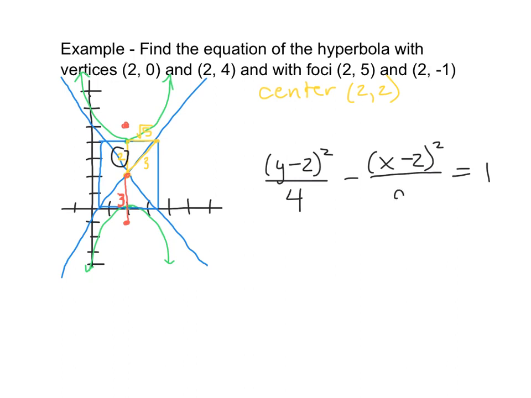Underneath the x term is a squared. That's the side-to-side stretch. From the center to the outside is the square root of 5. So a is the square root of 5, meaning a squared is 5. And we now have a completed equation of a hyperbola.